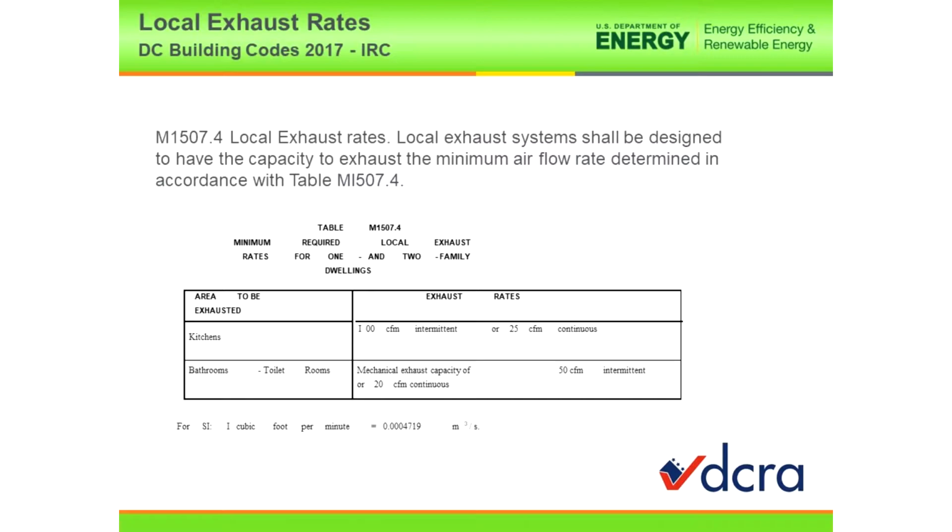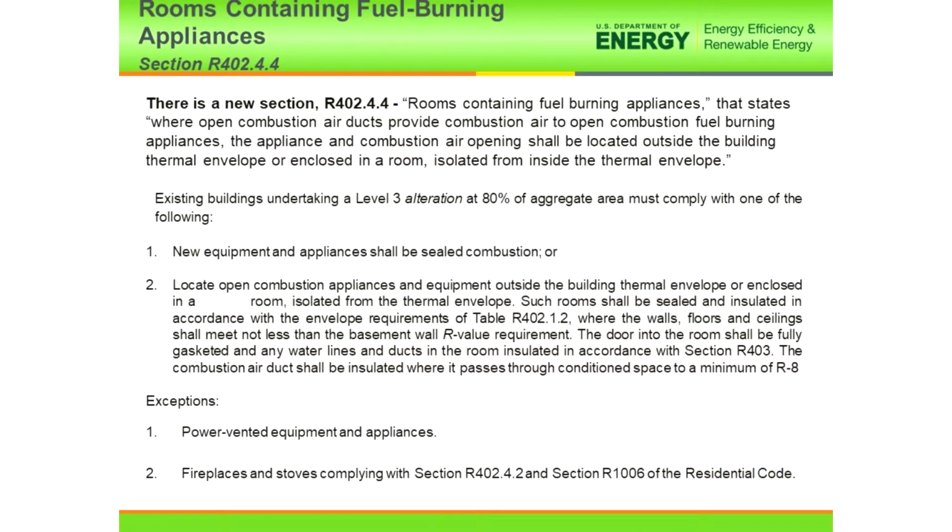All right, so now, rooms containing fuel burning appliances. Now, this is new, and this still goes back to mechanical ventilation, okay? So it says, rooms containing fuel burning appliances. This states where open combustion air ducts provide combustion air to open combustion fuel burning appliances, the appliance and the combustion air opening shall be located outside the building thermal envelope or enclosed in a room isolated from inside the thermal envelope. So existing buildings undertaking level 3 alterations at 80% of aggregate area must comply with one of the following.